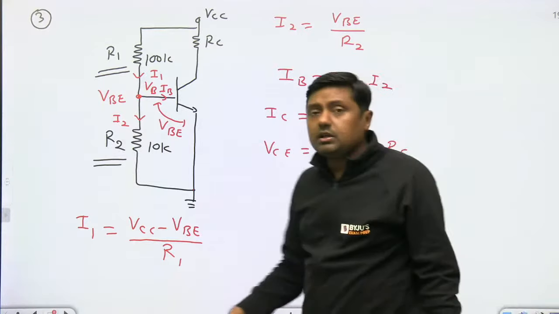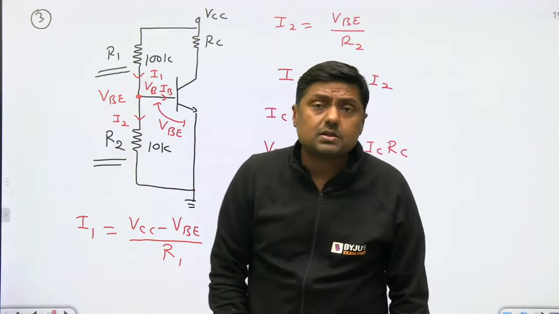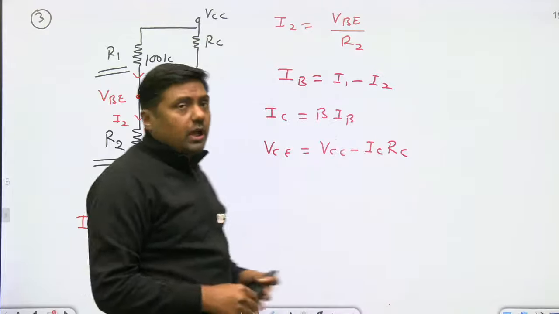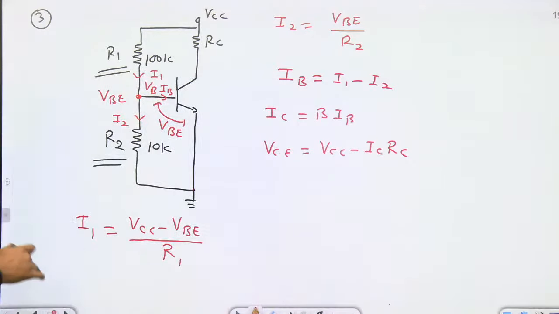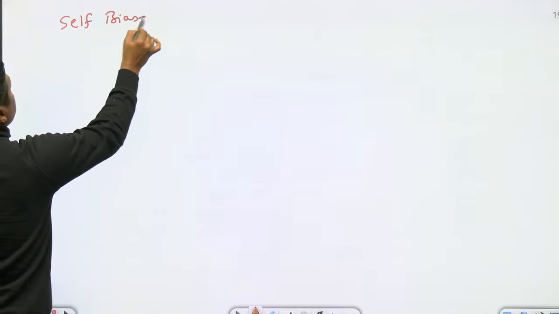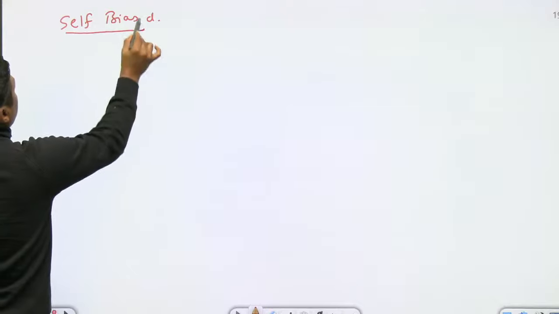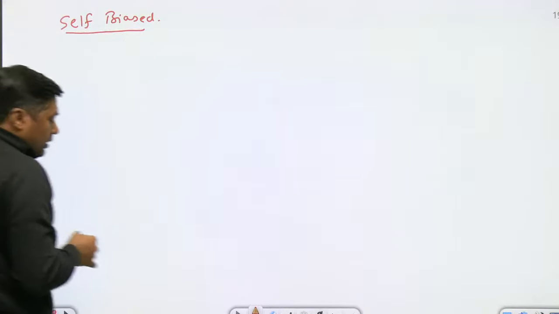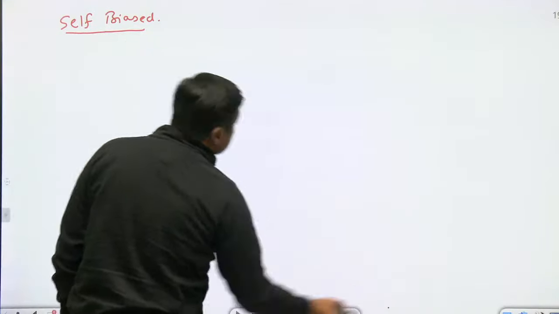Remember, we can get a direct question on a fixed bias circuit. This is one type of question. The second type of circuit is self-biased. The number of questions on the self-biased circuit is high. That is the most important one.